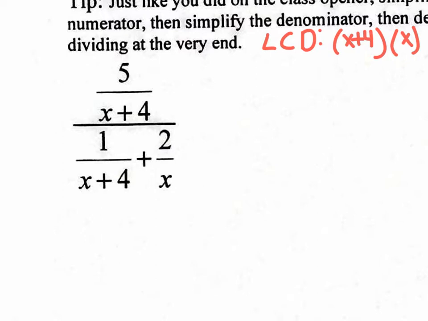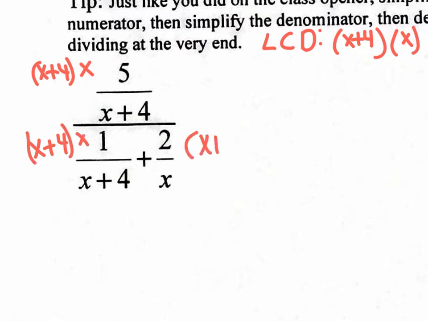So what I want to do is multiply everything by the LCD. So I want to put an x plus 4 times x on top. I want to put an x plus 4 times x right here next to the 1. And I'm also going to put an x plus 4 times x right here next to the 2. Now, again, if you understood the first method and you want to go with that first method, go for it. But this is way easier. What do I mean by it's way easier?